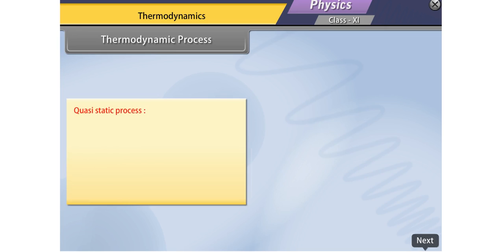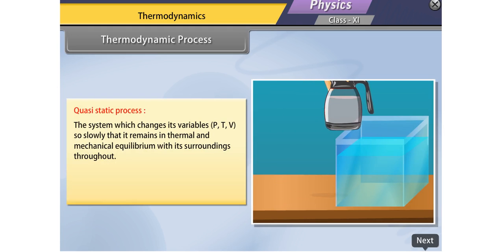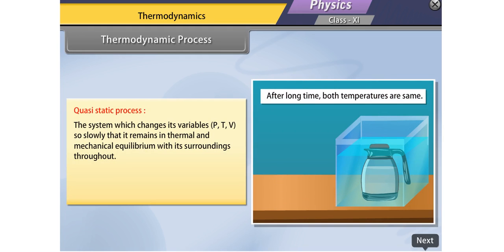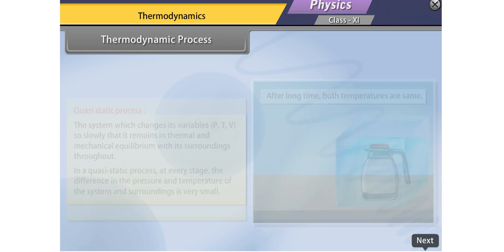Thermodynamic process. Quasi-static process. A system which changes its variables so slowly that it remains in thermal and mechanical equilibrium with its surroundings throughout. In a quasi-static process, at every stage, the difference in the pressure and temperature of the system and surroundings is very small.